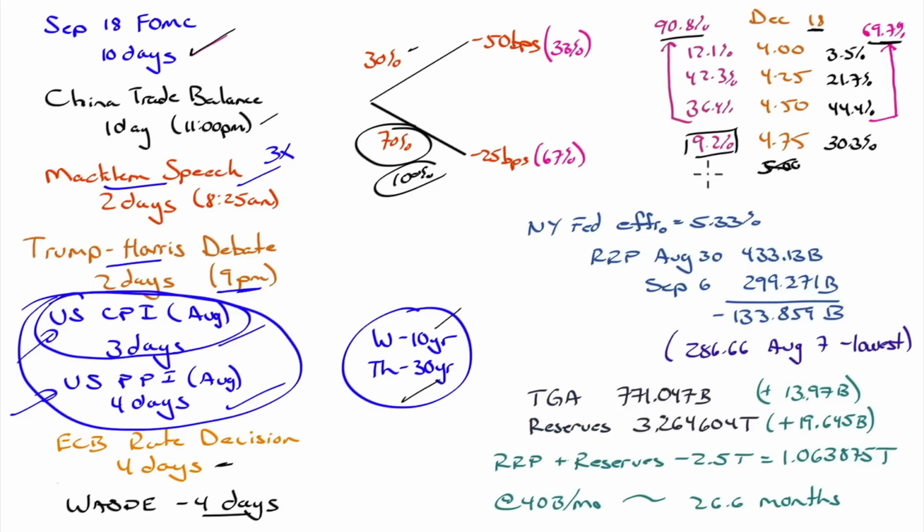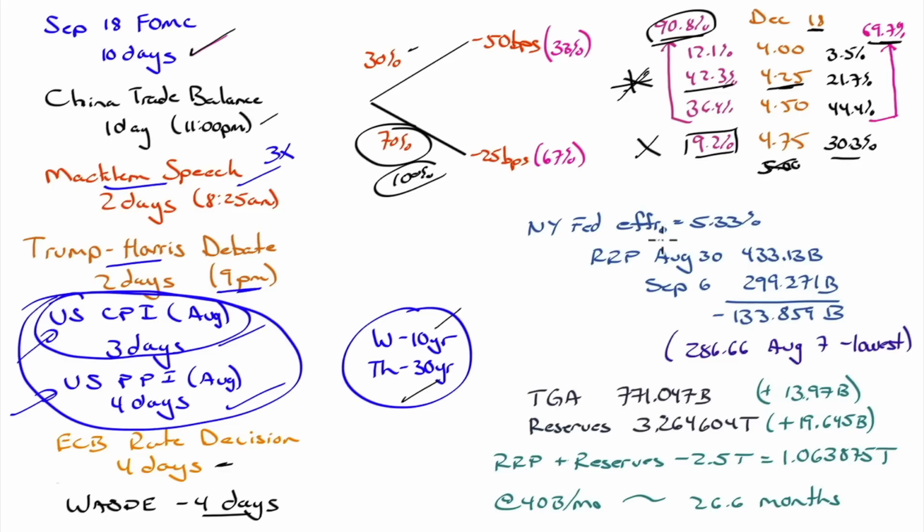9.2% that it'll only be 3 cuts, down from 30%. I think the weighting here, I think that is wrong. I think that's wrong. 4.25. Look at that. It's got 42% weight on 4.25, because Waller said I would be in favor of front-end loading rate cuts. And then, okay, turn off the mic. That's all he said. You got to keep listening.